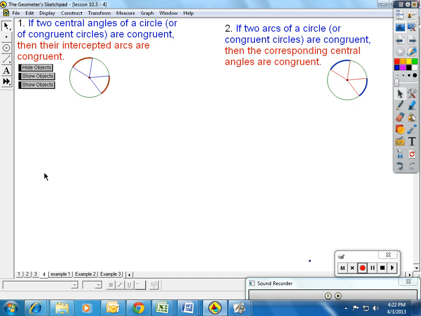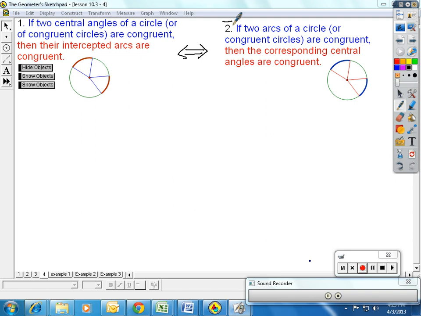So the first two theorems are stated this way, and you can look at the colors to help with the given and the response. Given: if two central angles of a circle or congruent circles are congruent, notice in blue we've got central angles. These two central angles are congruent. What do I conclude? Then I conclude that these intercepted arcs are congruent. Notice that this is simply a biconditional statement. So these first two theorems are biconditional.